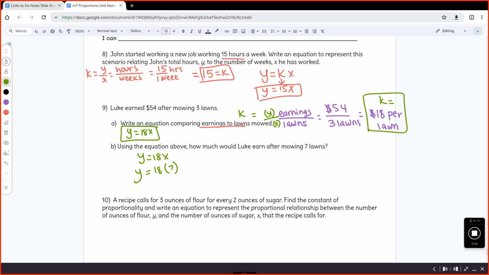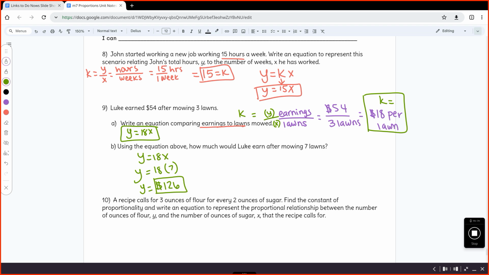If you think about it, right, $18 for 1 lawn. For 7 lawns, you would have to multiply 18 by 7. And then we get $126 in earnings.